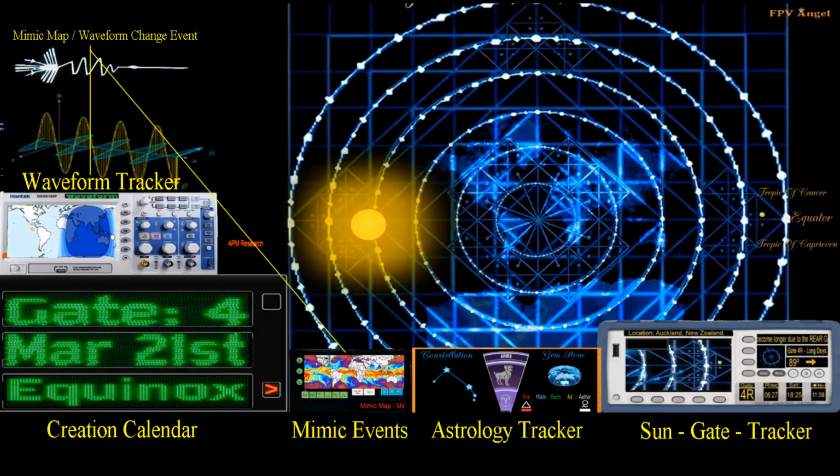On the bottom left in green text is information from the creation calendar synced with the seasonal switching. When you see the red chevrons, some extra information is displayed in red above and beside it. At the bottom center is the astrology tracker. This tracks the zodiac information and a few other things.